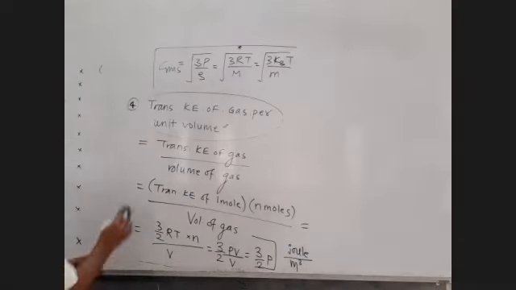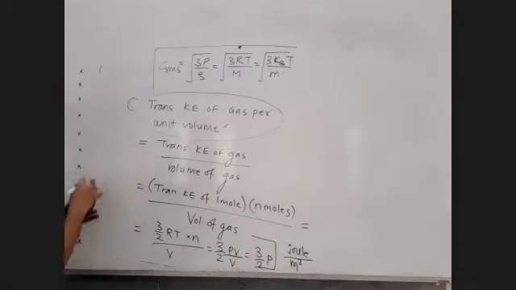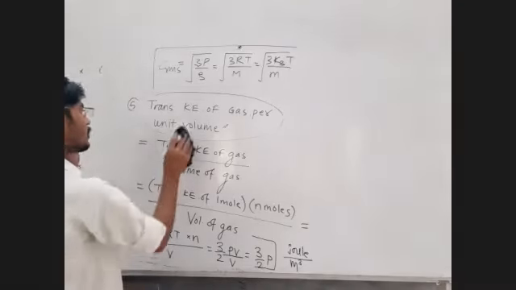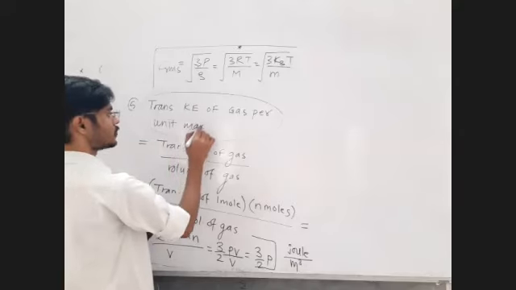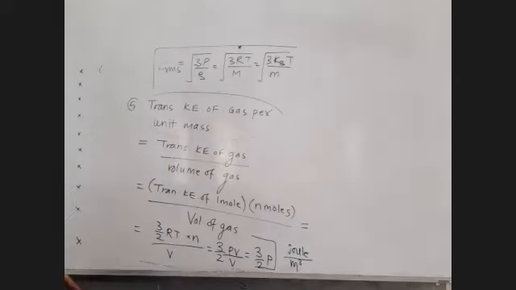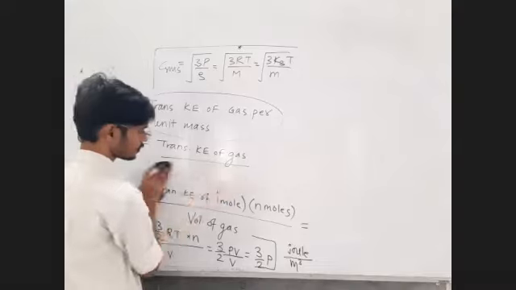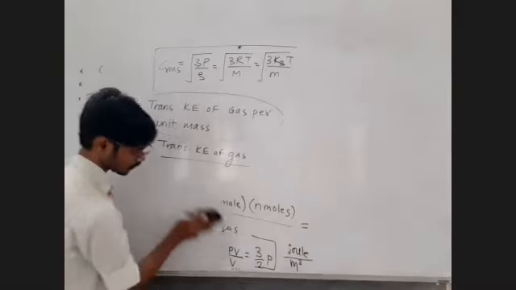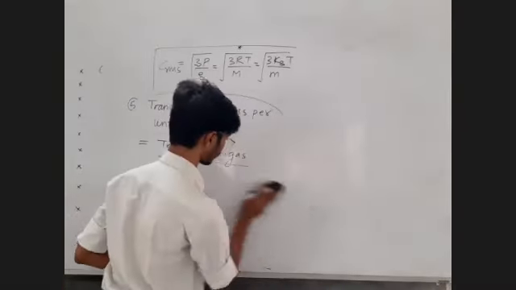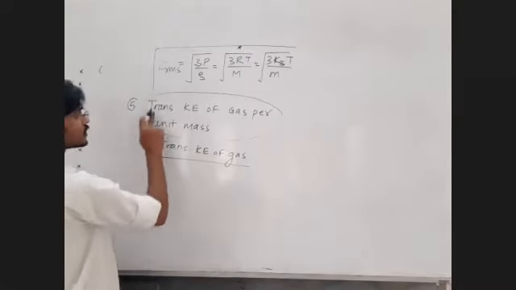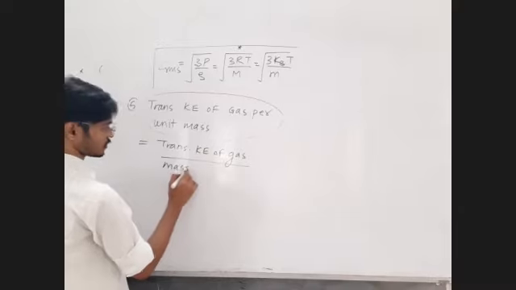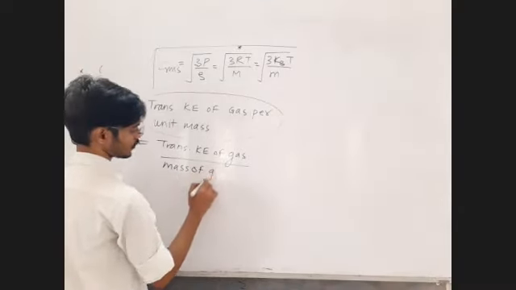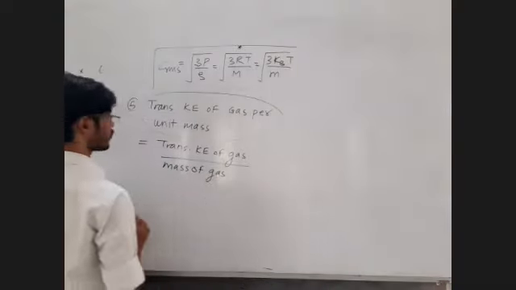Fine. Now let us try to find out point number 5. Translational kinetic energy of a gas per unit mass. Per unit mass. What are the different ways? Let us try to verify. The first way is translational kinetic energy of the gas divided by the mass of the gas. This is the first way.